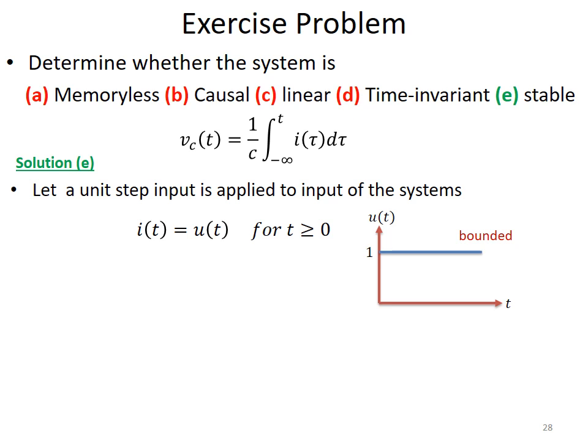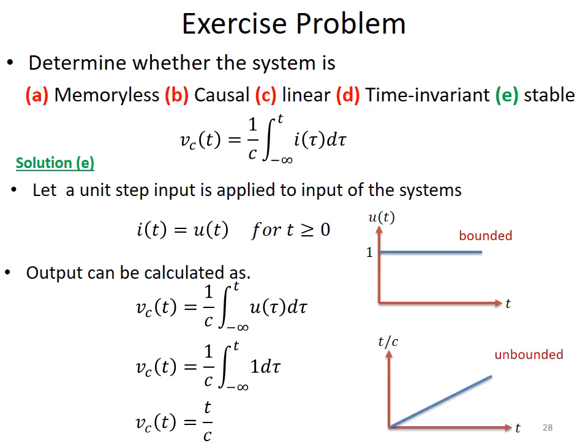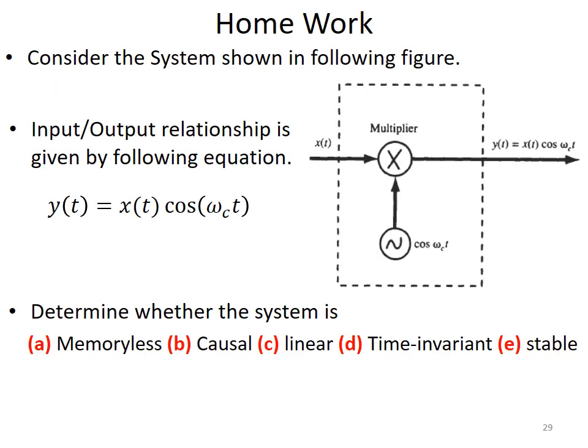The integral of u of t, the integral of the unit step function, is basically the ramp function, right? So now the current I of t is constant, so u of t would be simply equal to 1, and the integral of 1 would be t upon C, which is the ramp function, right? The ramp function is not bounded, it is unbounded because it increases with time. So when a bounded input is applied to the capacitor, the output is unbounded. Therefore we can say the system is unstable.